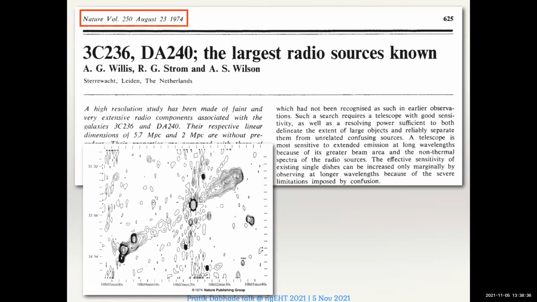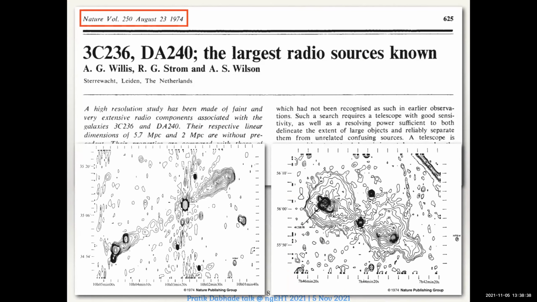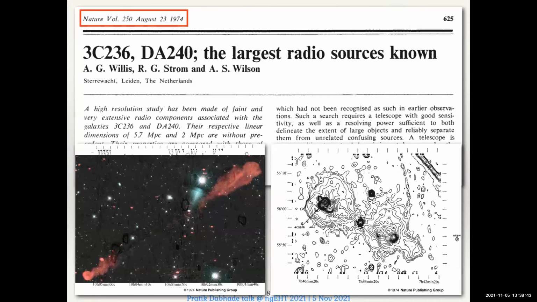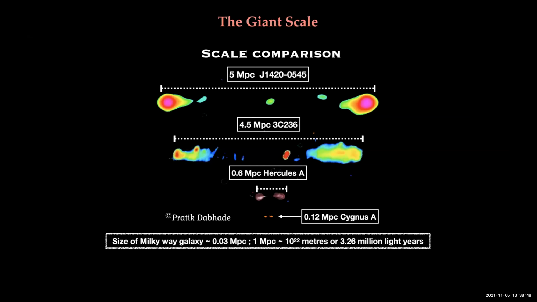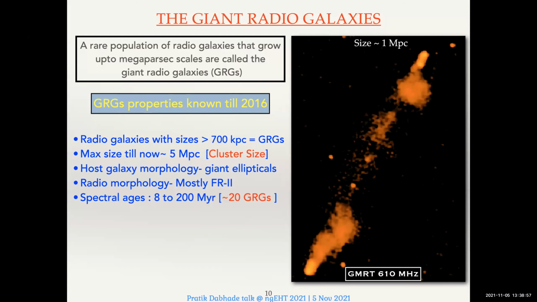These were found originally in the early 1970s with the new telescopes then, and since then we have been trying to understand their nature. This is how a comparison looks when you compare the famous Cygnus A and Hercules A with a giant radio galaxy. These are defined as radio galaxies which extend more than 700 kiloparsec in size. The largest we know has gone to a size of 5 megaparsec, comparable to the size of a galaxy cluster.